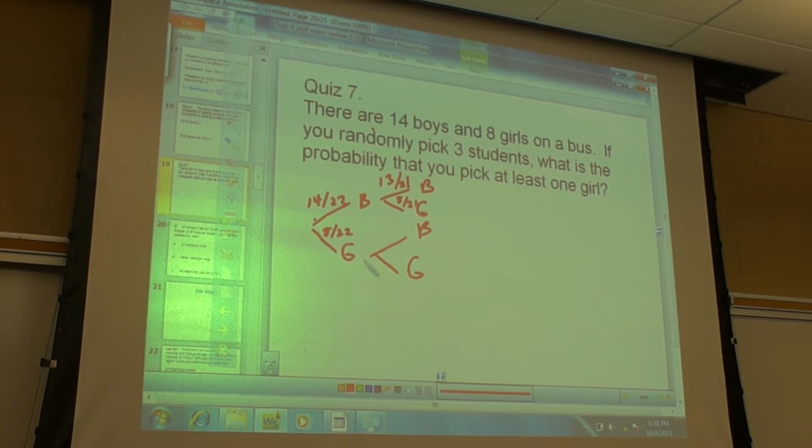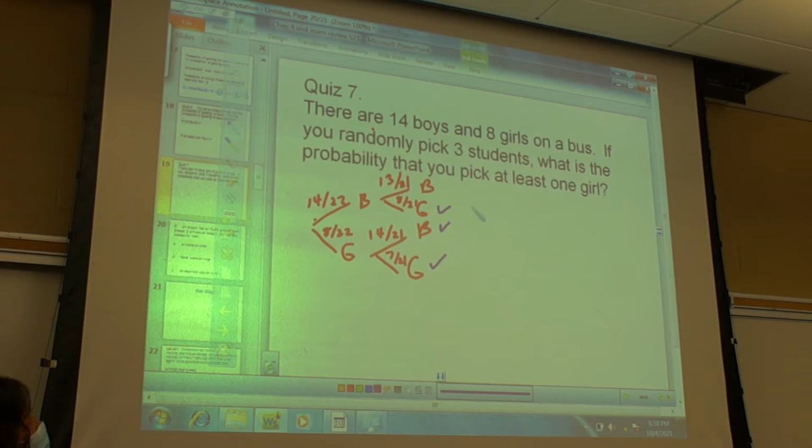If I picked a girl first, then I still have 14 boys left, but now I only have 21 kids, and I only have 7 girls, so 7 out of 21 girls. So everyone okay with how I got that? Okay, so I want to find the probability of at least 1 girl. So you could find this, that's this, right? This one and that one.